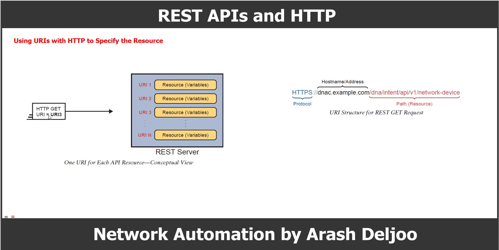Here, for example, we send an HTTP GET, and the URI is URI3. URI3 is one of the resources that is available, which includes multiple variables and values that the application programmer gives us. Actually the application programmer defines some URIs for reaching their different resources in the REST server. This figure shows the URIs as generic values.